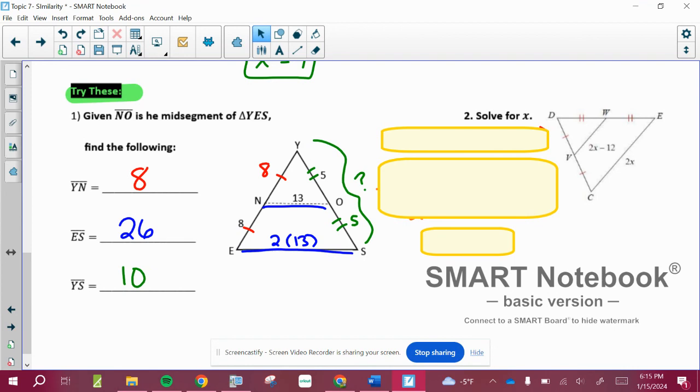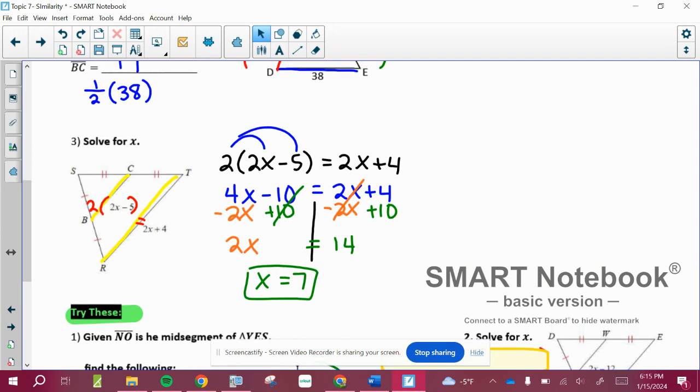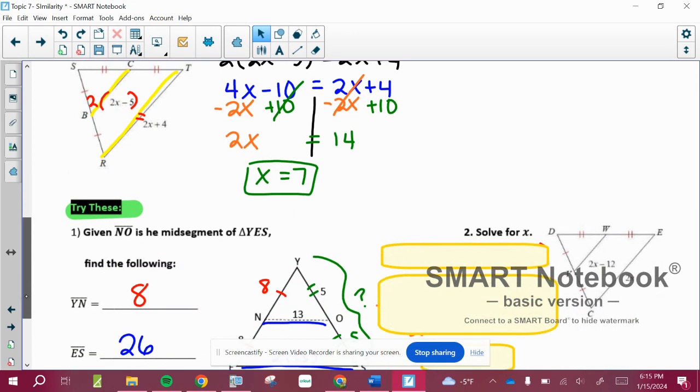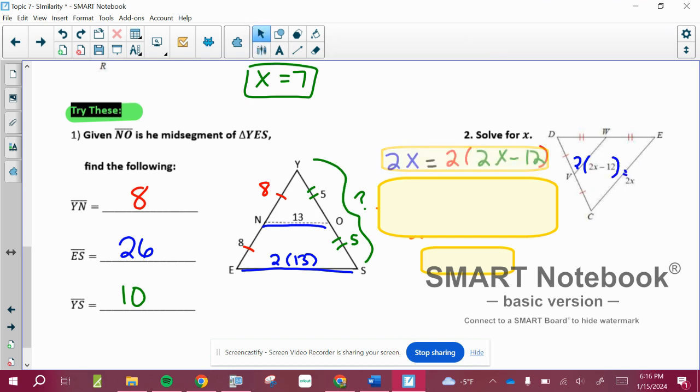Okay, number 2 is a solving question. So it's very similar to number 3 that I did above, where you'd have to set up your equation. Okay, using that, 2 times the mid-segment is equal to the third side. So something like this. So go ahead and finish this question and solve for x.